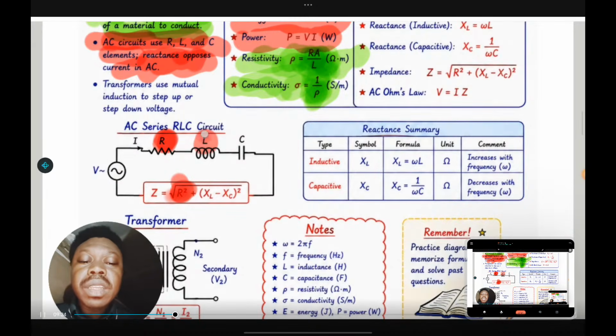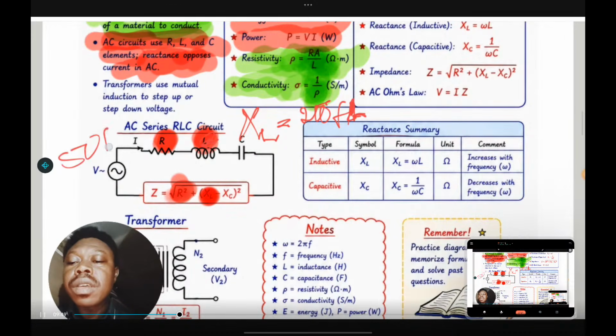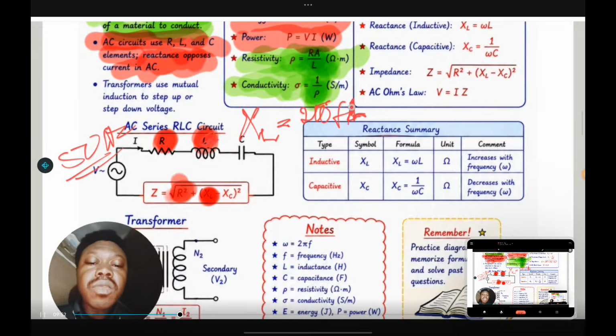For this L, this inductor, you don't use it directly here. Instead, you convert it to reactance. And in doing that, we will now have XL equals 2 pi FL. This L, the value here, is the L here. You come and substitute into this. Your frequency is 50 hertz. Take note of that. And this is pi and this is 2. Once you have solved for this, it is this value here that you are going to substitute into this.